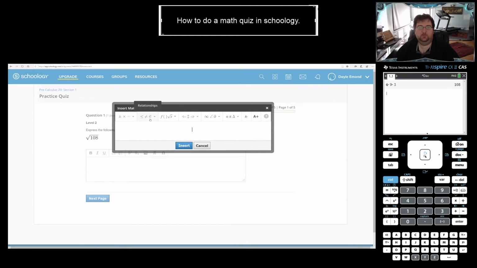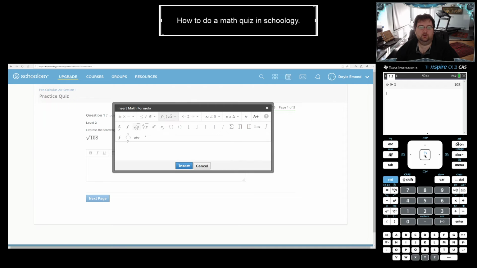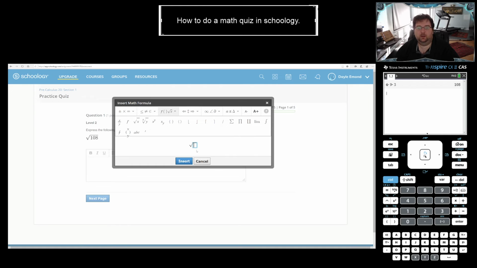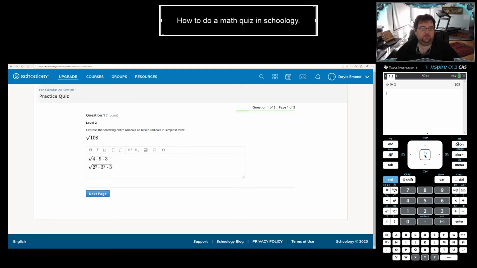And my step 2 would be the square root of, and here I'm going to do 2 squared multiplied by 3 squared multiplied by 3. So you can see here I changed 108 into 4 times 9 times 3, and then I changed the 4 into 2 squared and the 9 into 3 squared, leaving this the way it is, and that's because I can pull these out, right?